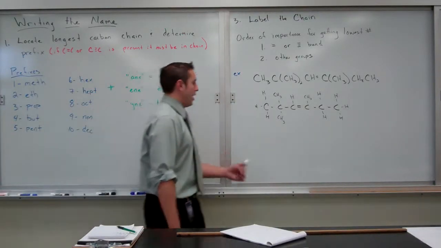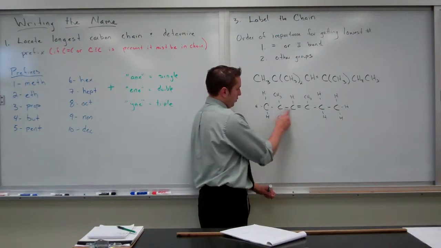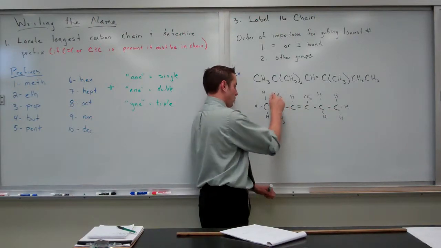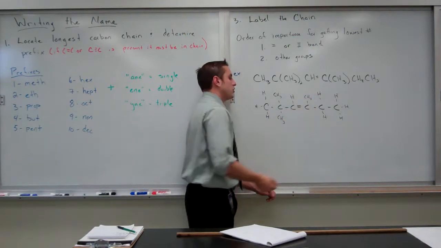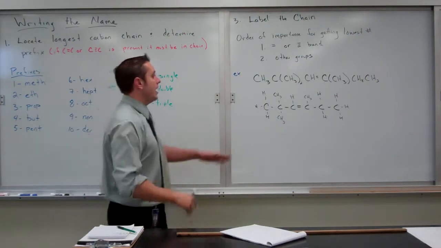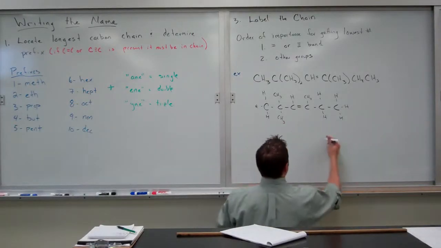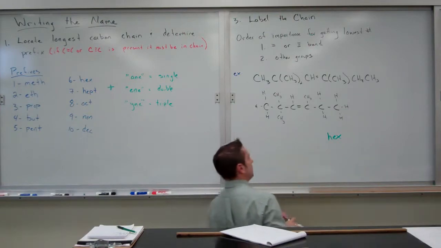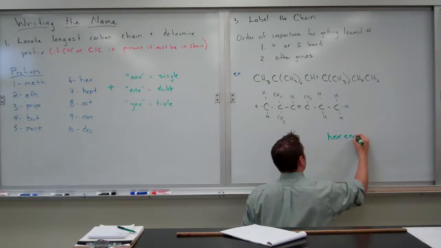So if we look at all our possibilities, I see 1, 2, 3, 4, 5, 6. I see 1, 2, 3, 4, 5, 6. And I see 1, 2, 3, 4, 5. So any way I break it down, the longest string of carbons is 6. And remember, you have to keep the double bond in the chain. So that means I'm going to get hex as my prefix. I see a double bond, which means it's going to be ene.